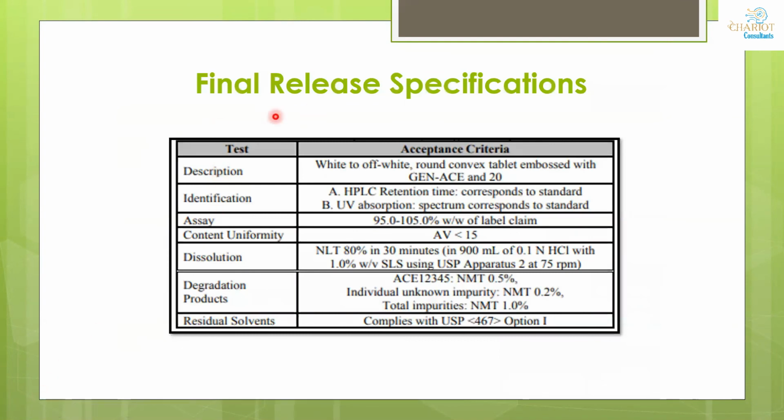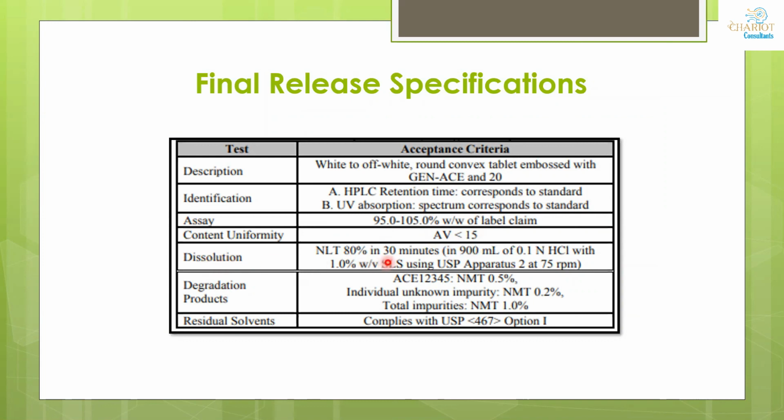And finally, your final release specifications, in which you will finalize your specifications, so that if by any chance the product is out of these specifications, then you will not release your product. Description will be there, identification will be there, SA values you have kept at the stringent values 95 to 105, then your content uniformity values. By content uniformity we usually measure the acceptance value, and it should be less than 15.